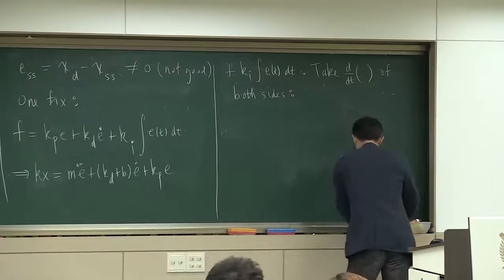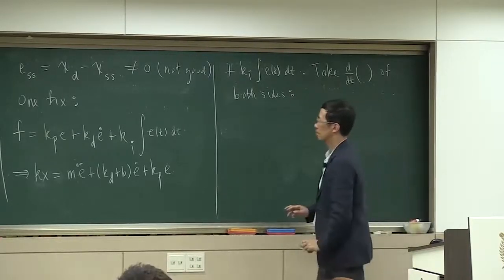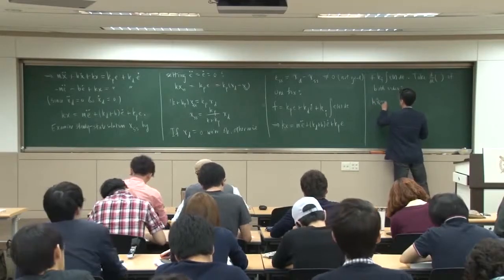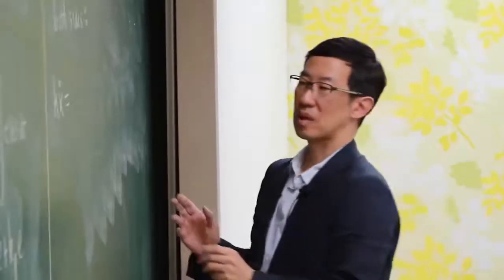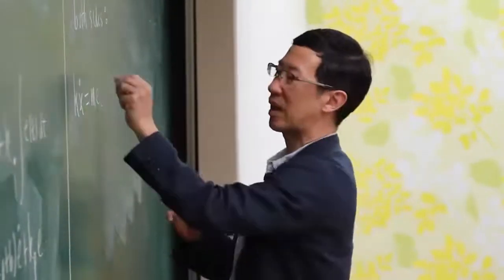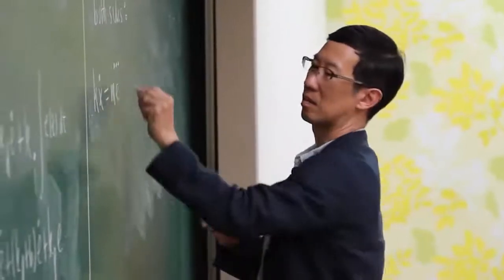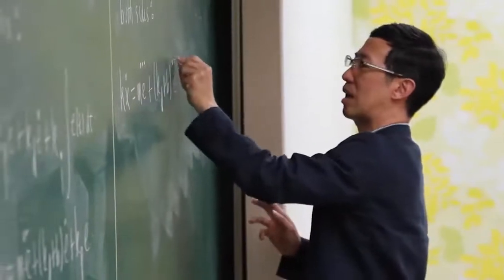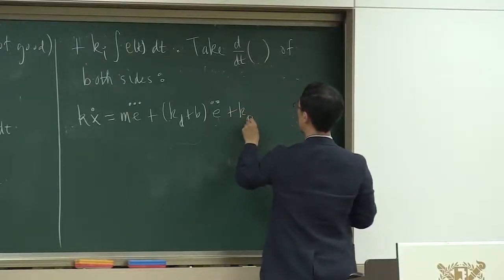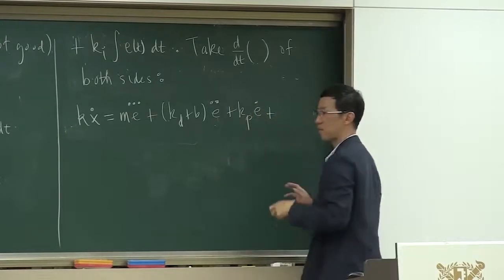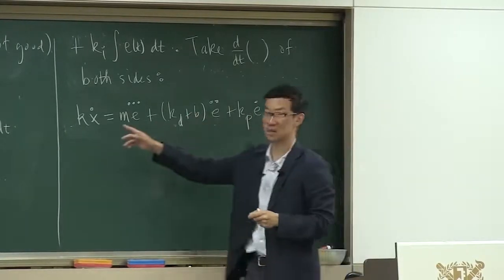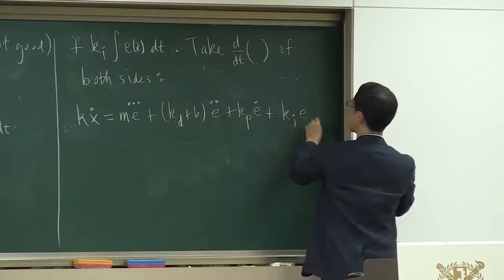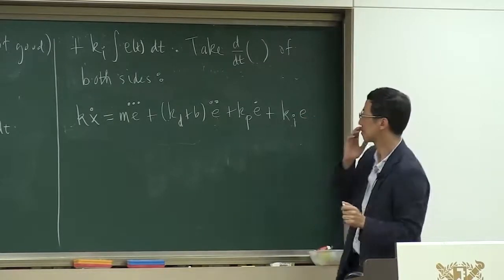Okay, and we're going to get, what do you get? We get kx dot equals m e 3 dot, third derivative, plus kd plus b e 2 dot plus kp e dot plus, and now if you remember how to take derivatives of this integral term, Leibniz rule, this is just ki times e.